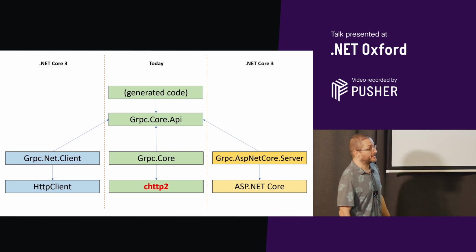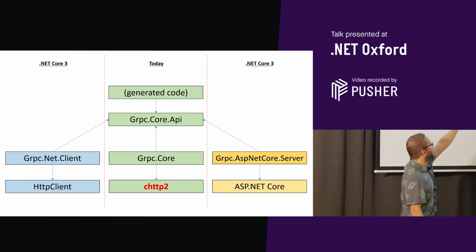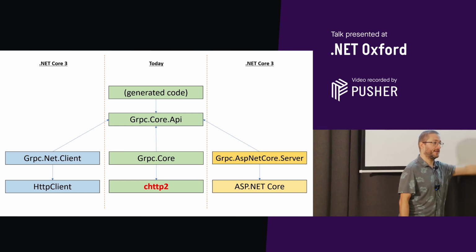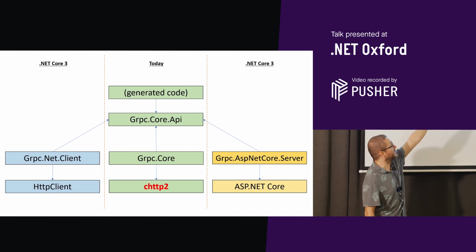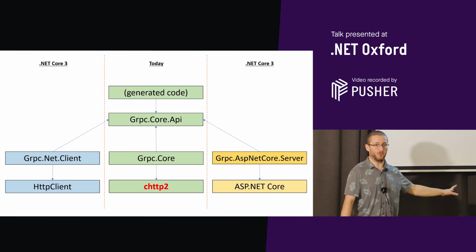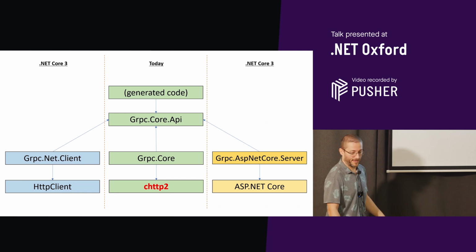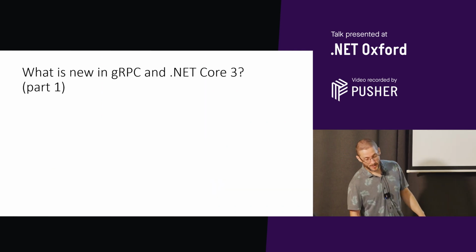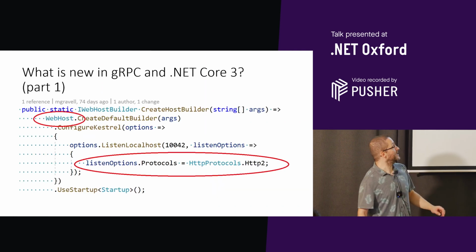So what that means is if you don't want to use these bits in the middle here underneath the gRPC Core API, you don't need to anymore. You don't even need to ship them. You don't reference them at all. Just go away from your project and everything keeps working. So let's actually do that.